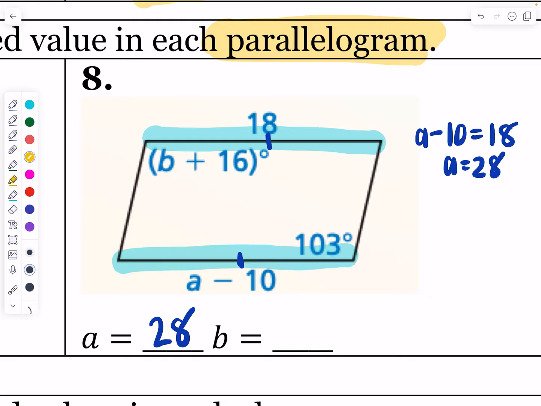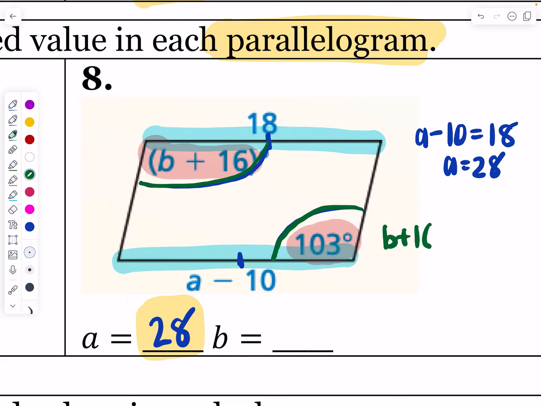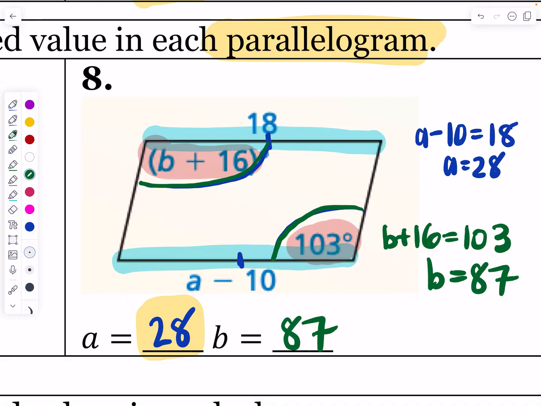Okay, so how do I solve for B? I've now solved for A, but how do I solve for B? What is happening at B is I've got an angle marked right here, and then I've got a 103 on the opposite side. Remember that the properties of a parallelogram tell me that these angles are going to be congruent to each other. So this angle is going to be congruent to its opposite angle. And so I can take B plus 16, this green angle, and set it equal to 103. B plus 16 equals 103. When I subtract 16 from both sides, I get 87. So B would be 87. Those have to be opposite angles in a parallelogram, because it told me it's a parallelogram, so they are congruent to each other.